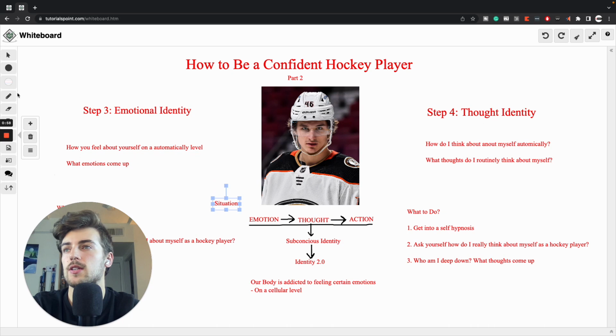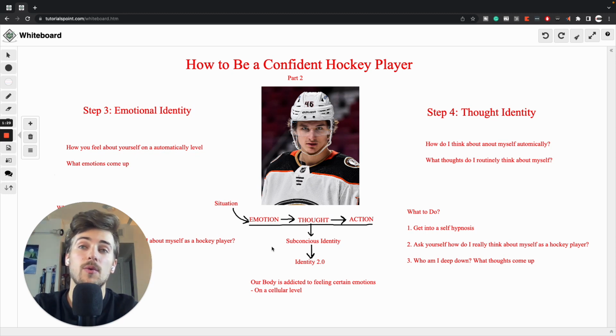So we have a situation, right? That situation then causes us to have a reaction. That reaction is automatic. It's a subconscious thing that happens, and it's an emotion that starts it off. Then we have a thought that comes very closely after. It pops up right away. So then we have an emotion, a thought, and then we act based on that.